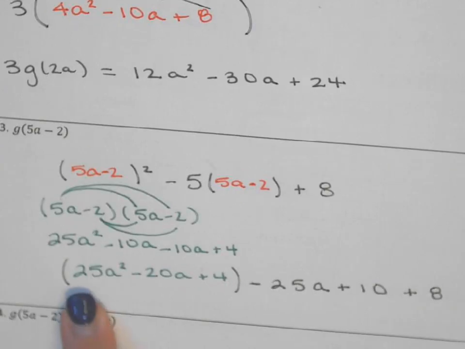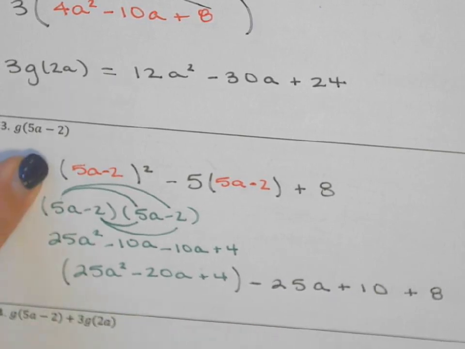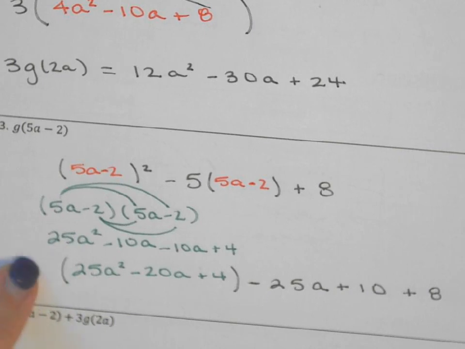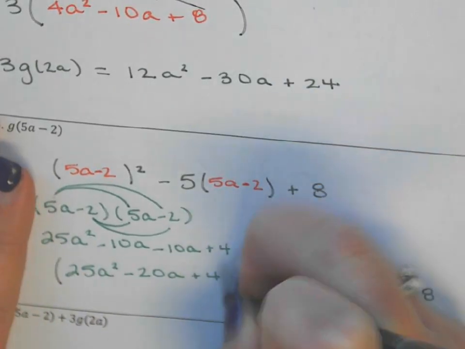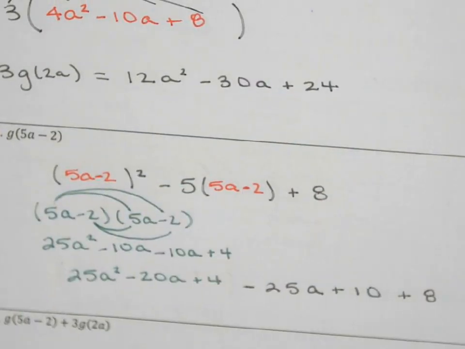I no longer need parentheses around this. However, sometimes you have a coefficient out front, so you want to keep your parentheses there just in case. In this case, since there's nothing out front to distribute, I can get rid of the parentheses because it's just a chain of terms that are adding or subtracting.